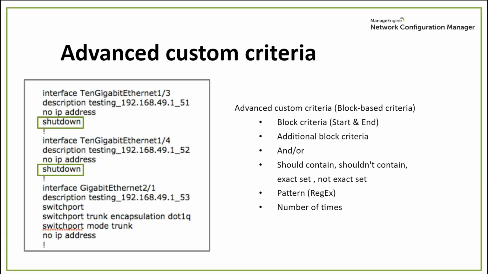For this reason, you can define certain blocks in a configuration file. When Network Configuration Manager runs a compliance check, it will check only the blocks that are defined. For example, here you can identify the block start as interface and block end as exclamation mark. Usually in a configuration file, an interface starts with the word interface and ends with the exclamation symbol.